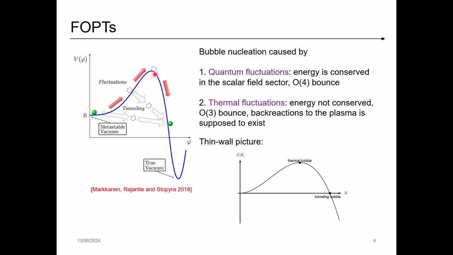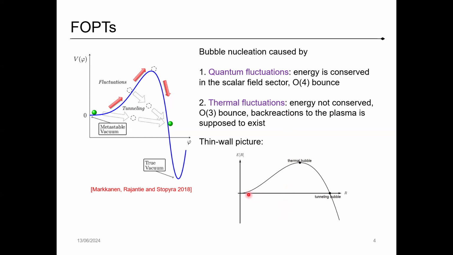But for the bubble nucleation at finite temperature, the energy of the scalar field is not conserved. So in that case, you do have some energy extracted from the plasma, and one can imagine that there should be some backreactions to the plasma, which may or may not be important. But I will outline very simple ideas on how to calculate these backreaction effects.